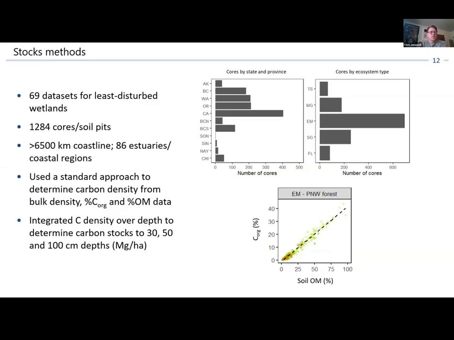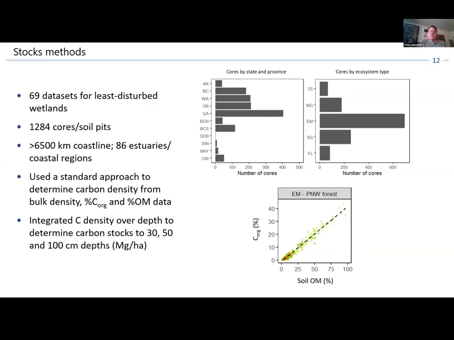So as Laura shared, we compiled 69 data sets. These were just least disturbed wetlands. So for this analysis, we ignored restored or disturbed systems. And this comprised almost 1,300 cores, or in a few cases, soil pits. That's how they do it in British Columbia. Apparently, they dig an entire soil pit, but you get the vertical profile of the data.